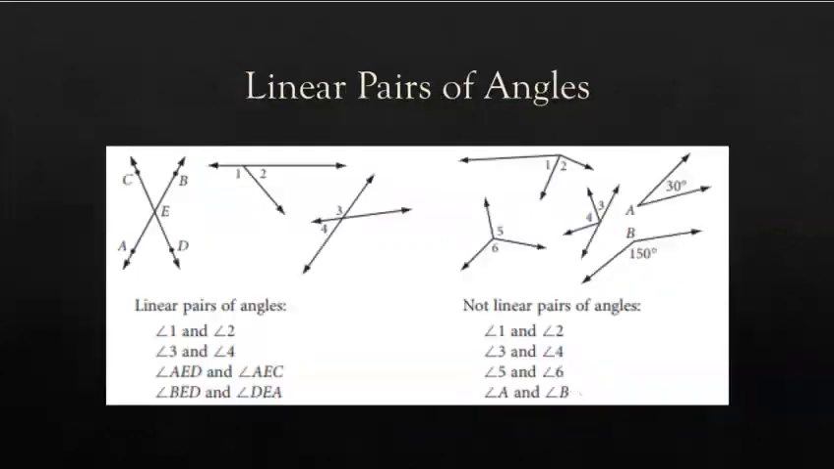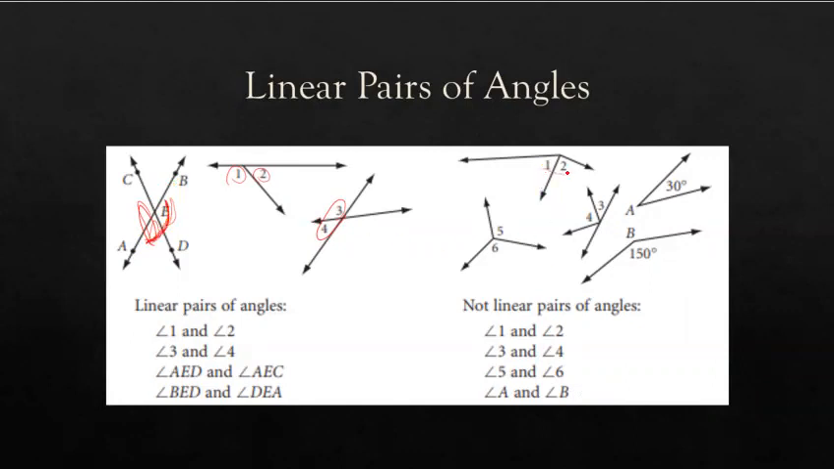How about linear pairs of angles? Let's look. 1 and 2 are linear pairs. 3 and 4 are linear pairs. AED with AEC, and BED with DEA. These are not linear pairs.